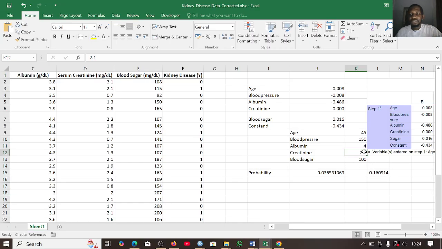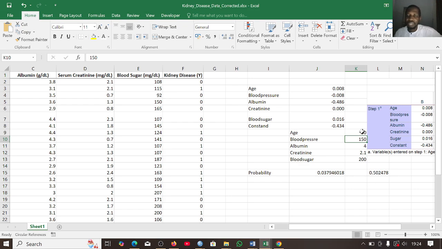So let's change the blood sugar, let's say, to 180 or something like that. So the probability is 0.4. So maybe let's say this is 200, for instance. And let's say maybe the age, let's increase it to 50. So the probability is 0.5.